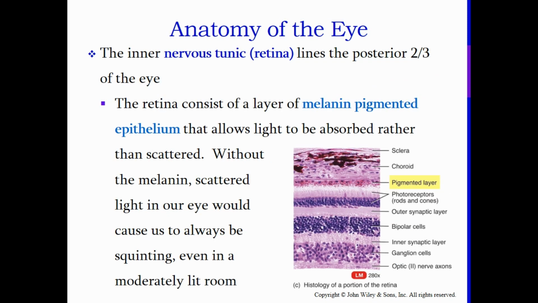The inner nervous tunic, called the retina, lines the posterior two-thirds of the eyeball, or the back two-thirds of the eyeball, and that's what I was referring to on the previous few slides. The retina consists of the layer of melanin pigmented epithelium at the back of the eye that allows light to be absorbed rather than scattered. So light goes in the eye, it hits the retina and is absorbed.